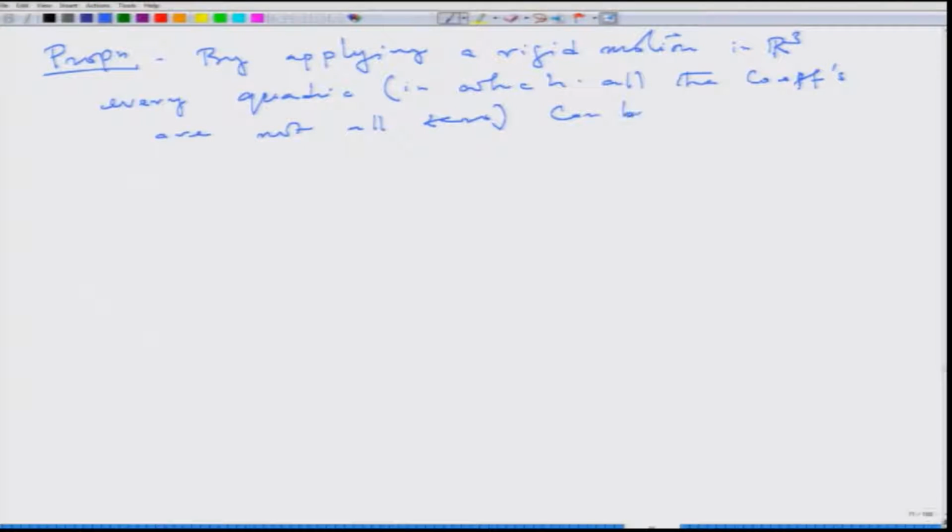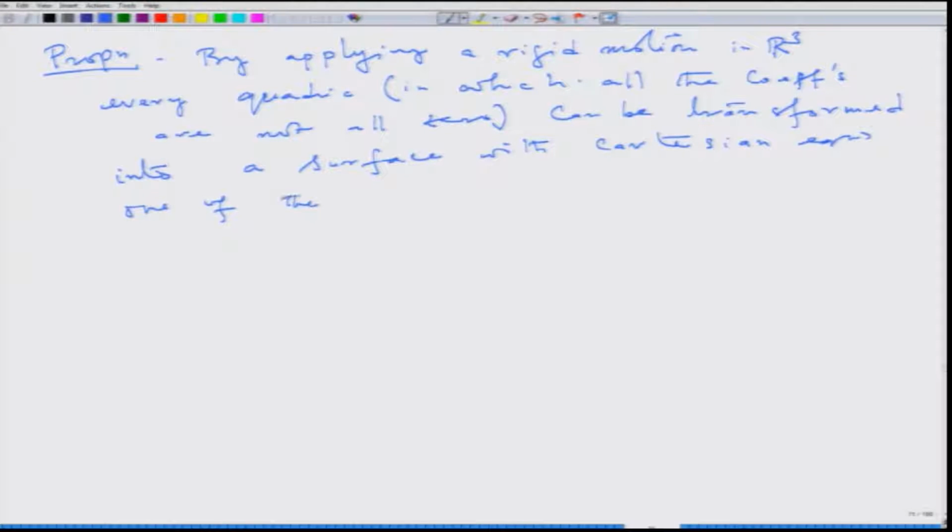can be transformed into a surface with Cartesian equation one of the following. 1, ellipsoid, this is of the form x²/p² + y²/q² + z²/r² = 1, where p, q, r throughout are non-zero constants, okay.